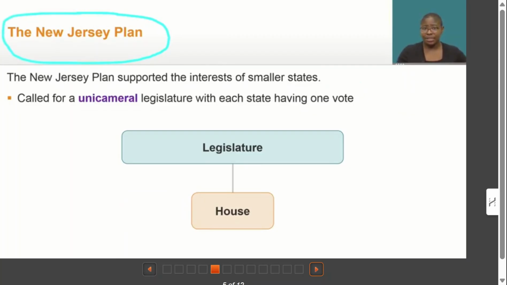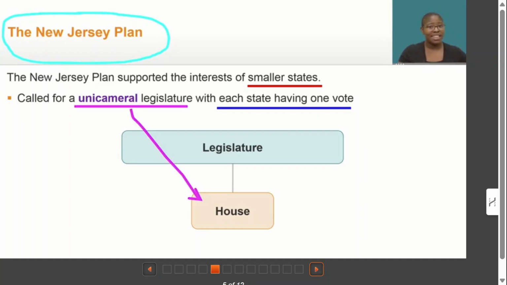The New Jersey Plan was proposed by William Paterson, a lawyer and attorney general of New Jersey who would later become governor. The plan supported the interests of smaller states. It called for a unicameral legislature with each state having only one vote. The word unicameral describes something that has only one part. Under Paterson's proposal, the legislature would have only one house, which meant that each state had an equal amount of power in creating federal laws.